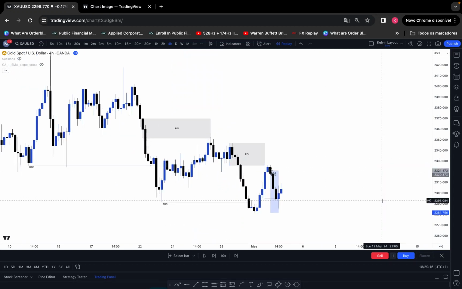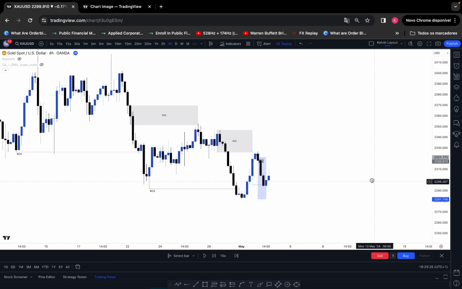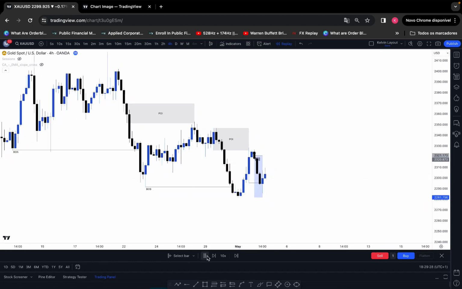So I want you guys to understand the relationship that we had here of the higher time frame, which is bearish, medium time frame turned bearish, lower time frame bearish, everything in alignment. That's why this was a very high probability trade.